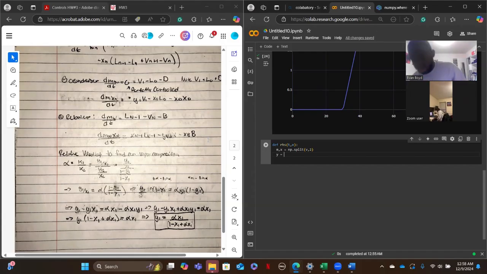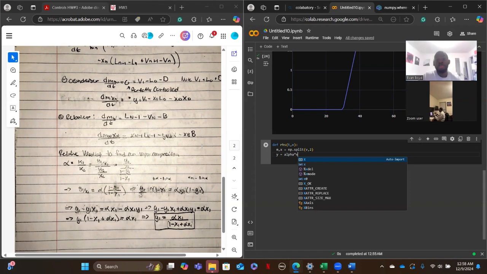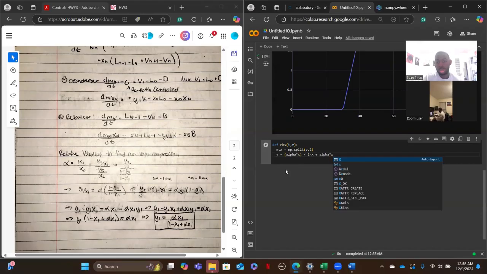Okay, so we can actually put that here in our Python code. So alpha times x, which we know x is what we're finding from our function, divided by 1 minus x plus alpha times x.